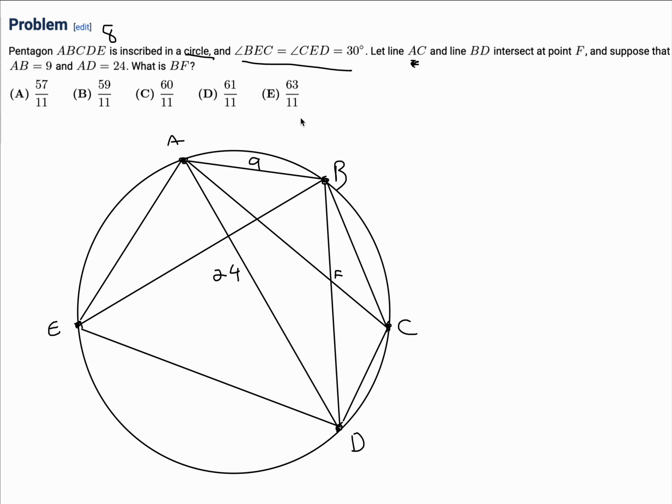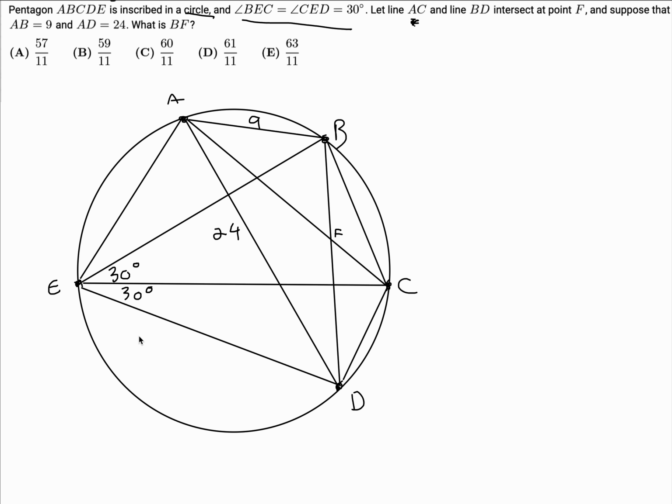And speaking of BEC equals CED, I'll draw in this line here. And so we know that these angles are equal. BEC is 30 degrees, CED is also 30 degrees. Now, as we have angles here, and there's not really a clear way to relate it to sides, I'm thinking of some sort of law of cosines, law of sines to solve it. But before we can get there, we need some more angles. So let's try angle chasing.